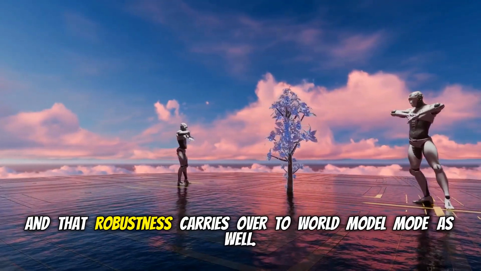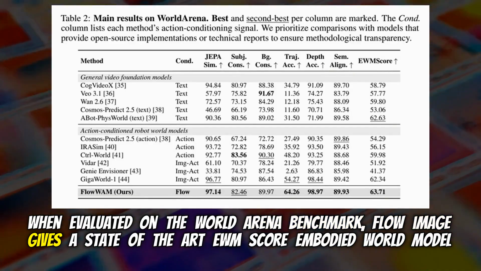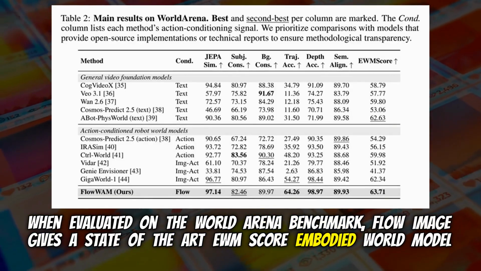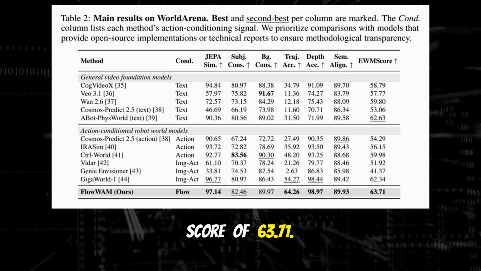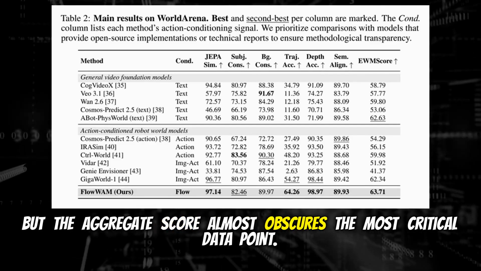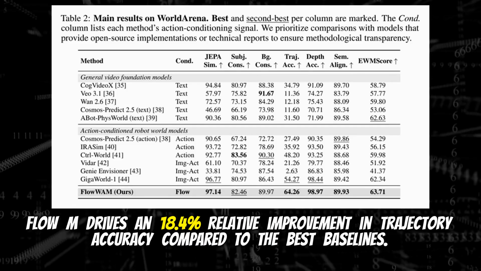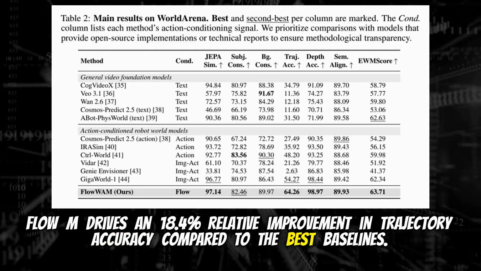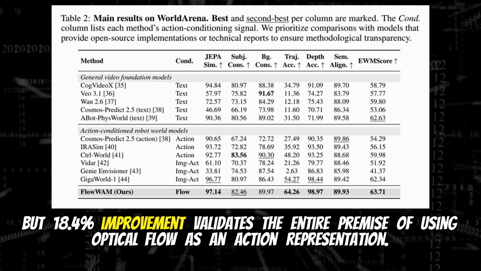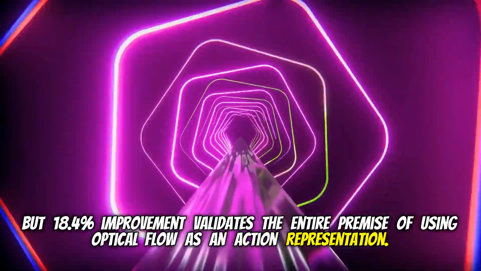And that robustness carries over to world model mode as well. Oh, absolutely. When evaluated on the World Arena benchmark, FlowWAM achieves a state-of-the-art EWMScore, embodied world model score, of 63.71. But the aggregate score almost obscures the most critical data point. Right, the trajectory stat. FlowWAM drives an 18.4% relative improvement in trajectory accuracy compared to the best baselines. That 18.4% improvement validates the entire premise of using optical flow as an action representation. How so, exactly?